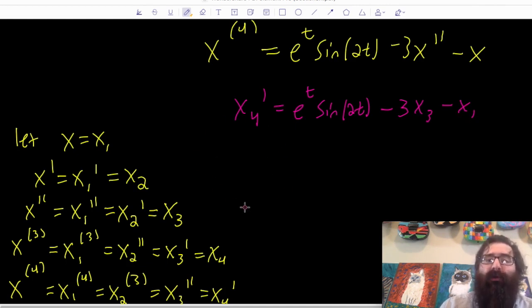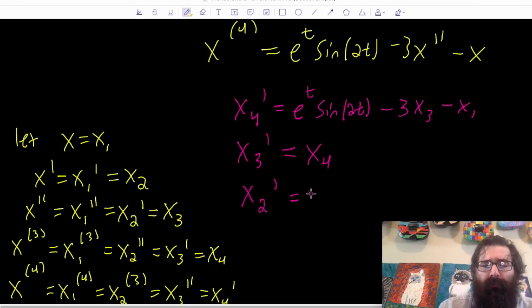But now I have to sort of build to this differential equation with some other first order differential equations. So I want to talk about x sub 4 next. We would say x sub 3 prime is equal to x sub 4. And I want to talk about x sub 3. Well, x sub 2 prime is equal to x sub 3. I'm trying to do this only with first order differential equations. I want to talk about x sub 2. Well, x sub 1 prime is equal to x sub 2. And that's where I would stop.